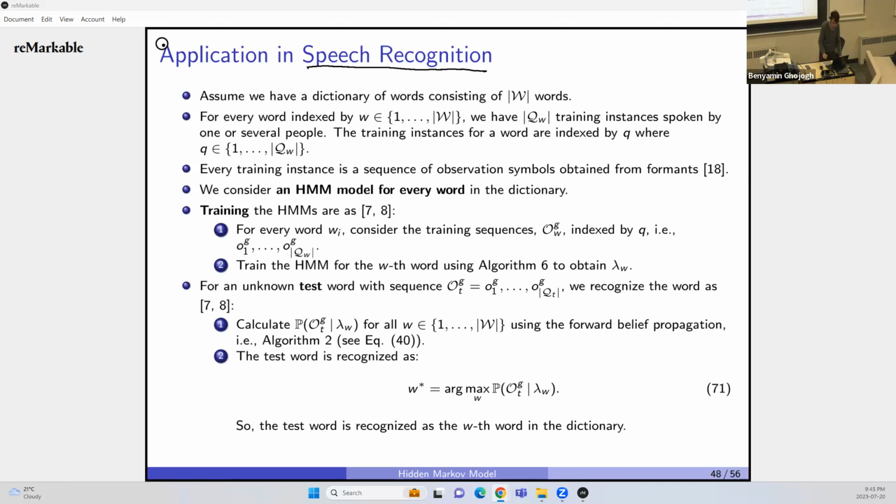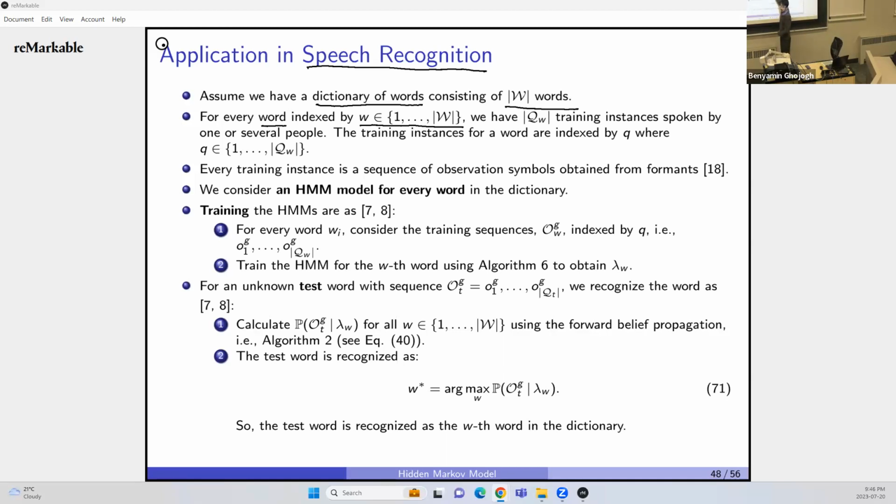The first is an application in speech recognition. LSTM and recurrent neural networks, RNN, were widely used for speech recognition. Before that, the dominant method for speech recognition was the hidden Markov model. Before neural networks, the hidden Markov model was dominant in that area. So assume we have a dictionary of words consisting of a cardinality of W words. Then for every word, indexed by w, and this w can be 1, 2.